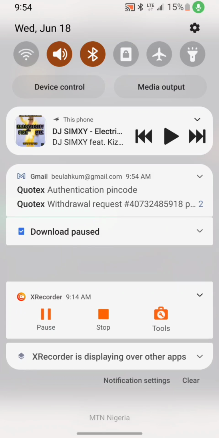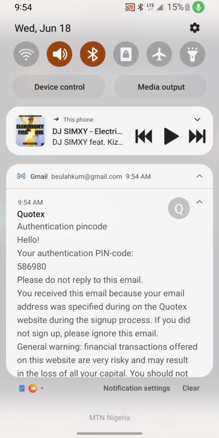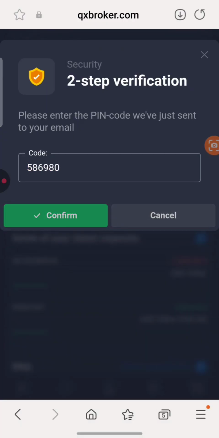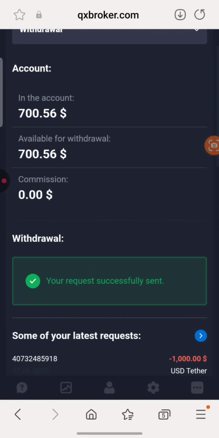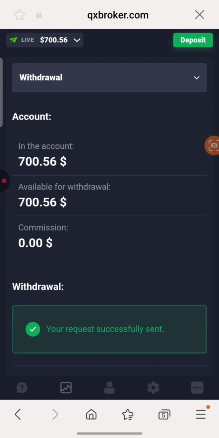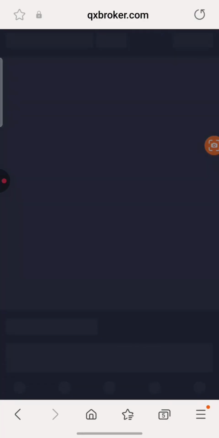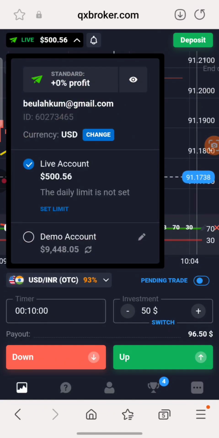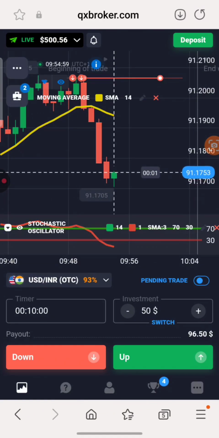Let's check. The pin code is 586980. 586980. I hit on confirm. Boom. Our withdrawal request has been sent. We'll go to the account now. We are going to be having $500. Then the one running, we make it 600 plus. Now we have 556 cents.